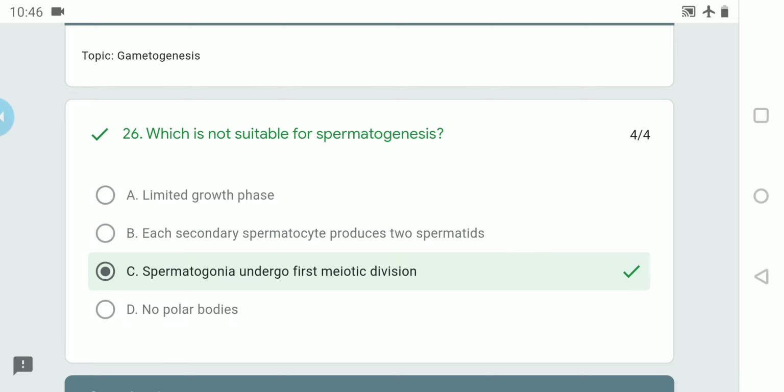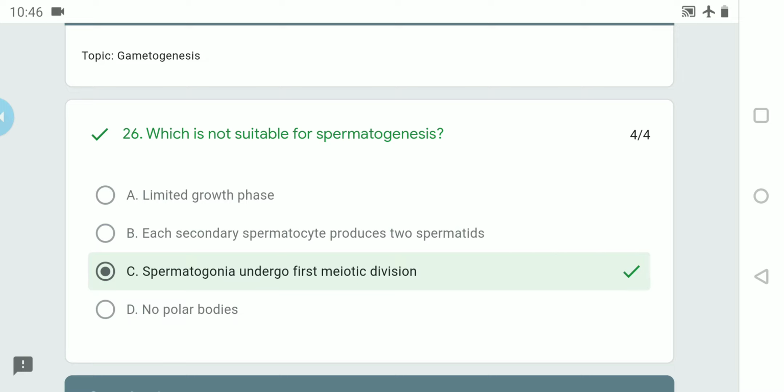You should identify the not suitable statement or option. First of all, you should know the meaning of spermatogenesis. Just recall it: the process of formation of sperms in the seminiferous tubules of the testis is called spermatogenesis, isn't it? Here you should identify the one that is not suitable.